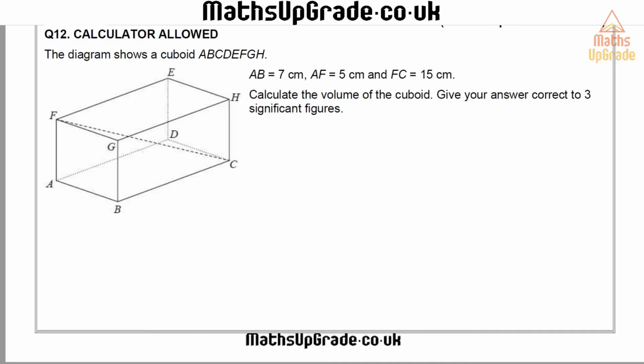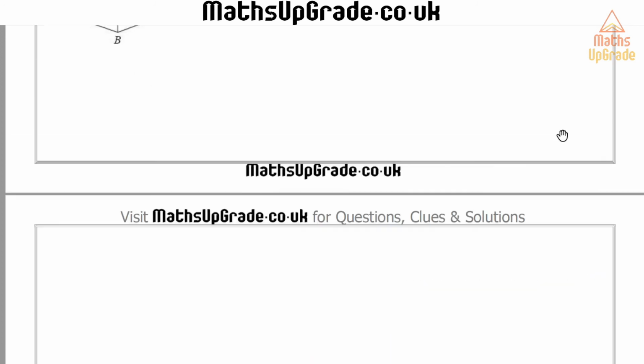Question 12. I'm given a diagram here and it shows a cuboid A, B, C, D, E, F, G, H. I'm told that AB equals 7 centimeters, which I can label on in a moment. I'm told that AF is 5 centimeters, but I'm also told this diagonal here from this vertex F to the opposite vertex C is 15 centimeters. So clearly this question involves 3D lengths. So this question actually involves 3D Pythagoras. I need to use that to find BC. When I found BC, which is this length here, I can then find the volume of the question, which is what I need. The entire question here is worth 4 marks.